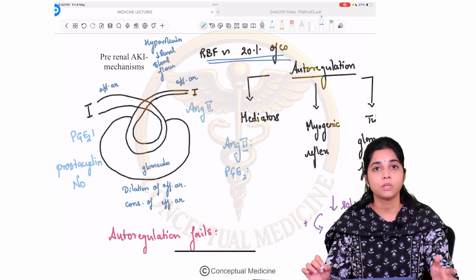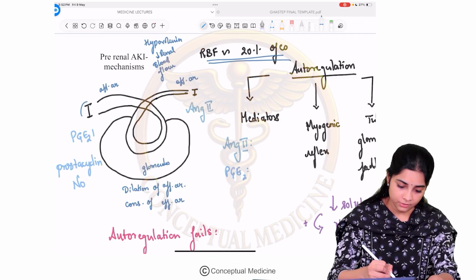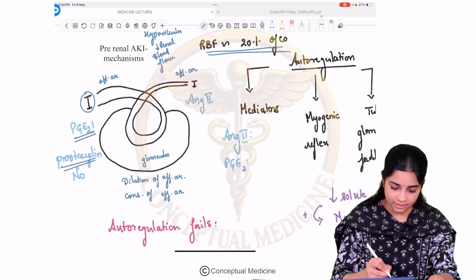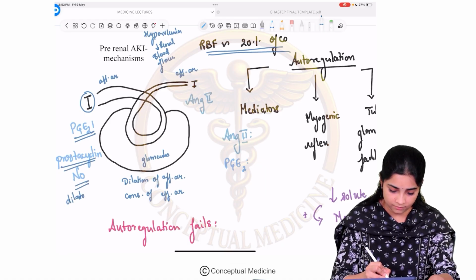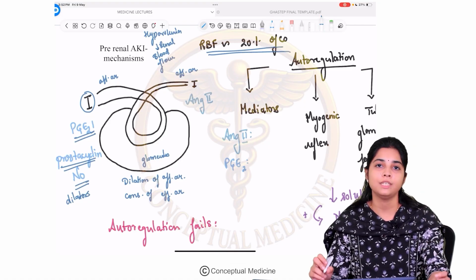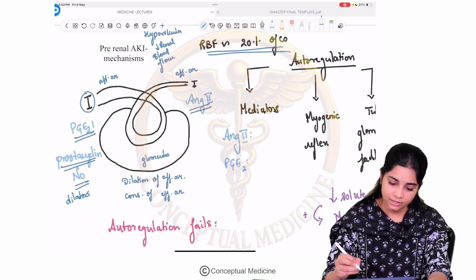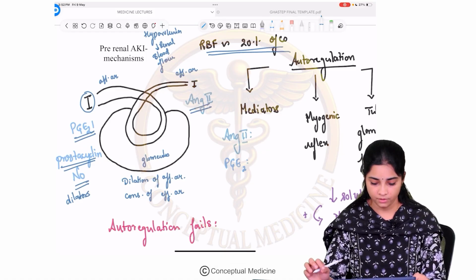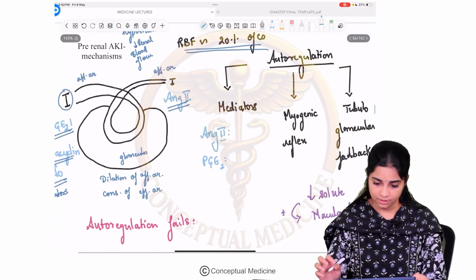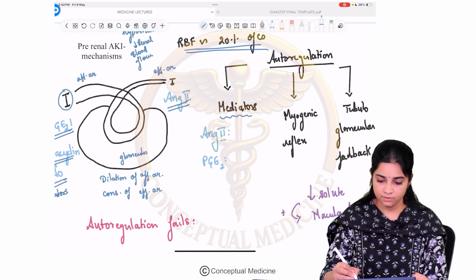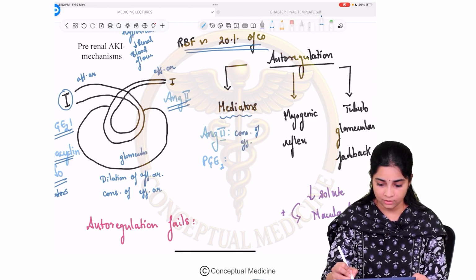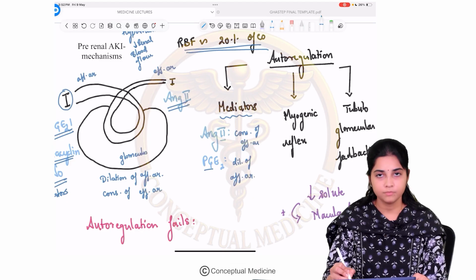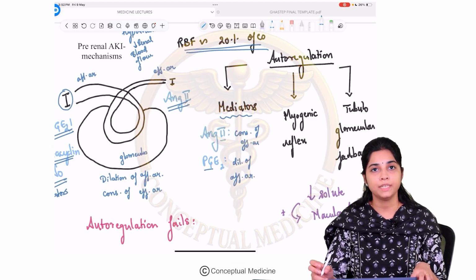So what are the molecules which help in this? Maintenance of the afferent arteriolar dilatation is brought about by prostaglandin I2, prostacyclin, and nitric oxide, which act as vasodilators. So they help in dilatation of the afferent arteriole. Constriction of the efferent arteriole is brought about by which mediator? It is brought about by angiotensin II, as you can see here. Okay. So let us understand autoregulation. We have already understood the mediators. Angiotensin II helps in constriction of the efferent arteriole. Prostaglandins help in dilatation of the afferent arteriole. Okay. So this is about the different mediators involved.